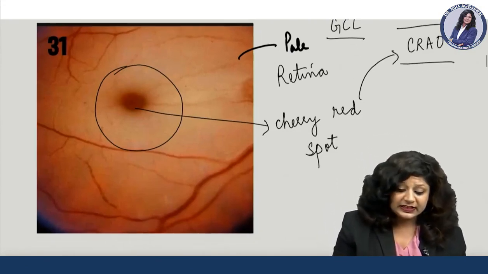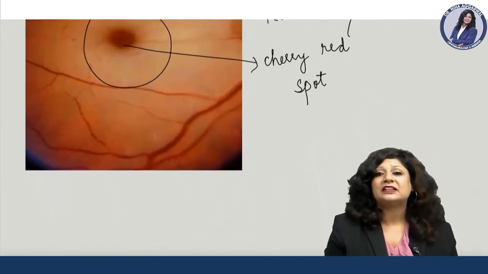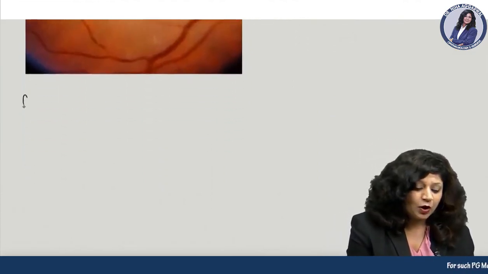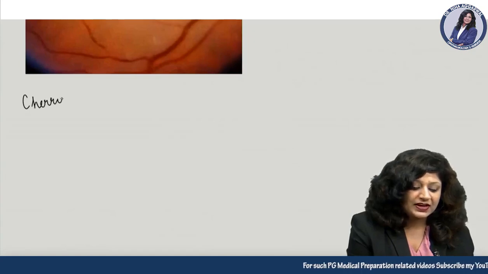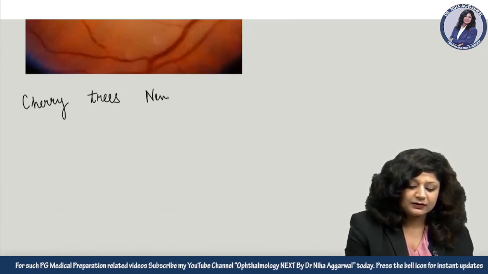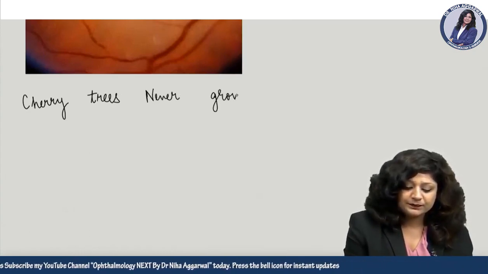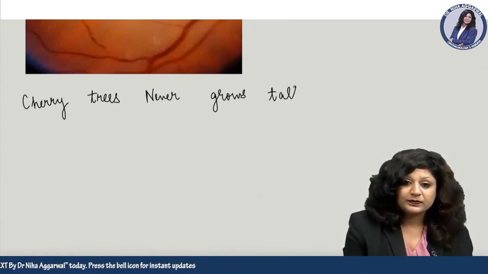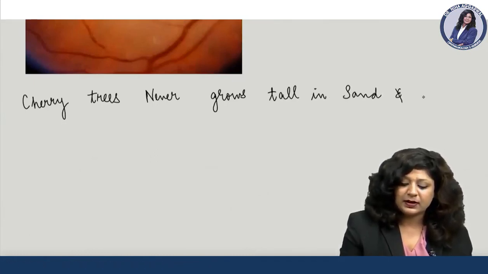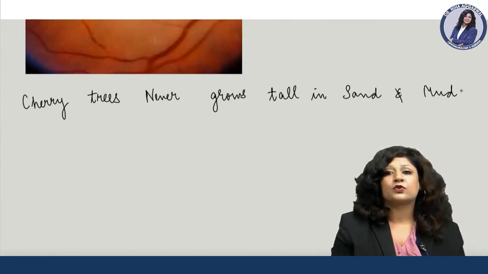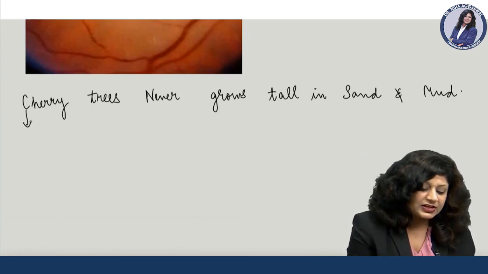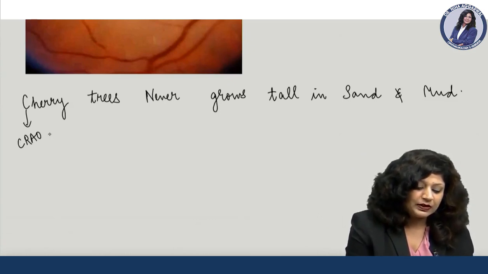Now, the DD of this cherry red spot. Again, the DD of cherry red spot is very, very important. Let us see the DD. Always remember, it is the cherry trees. Cherry trees never grow tall in the sand and mud. Now, what is the meaning of this? C stands for CRAO.